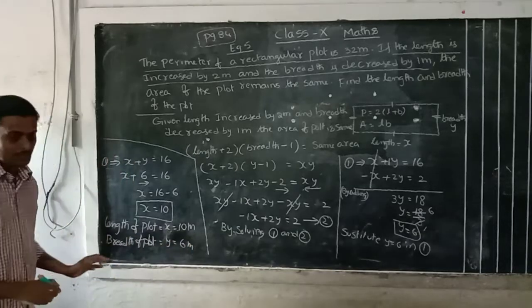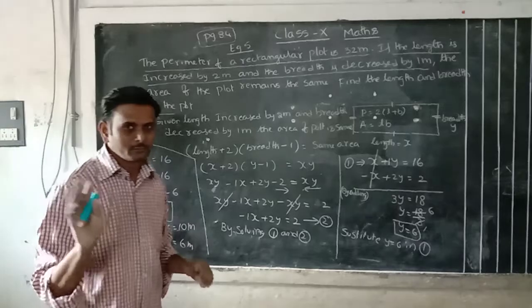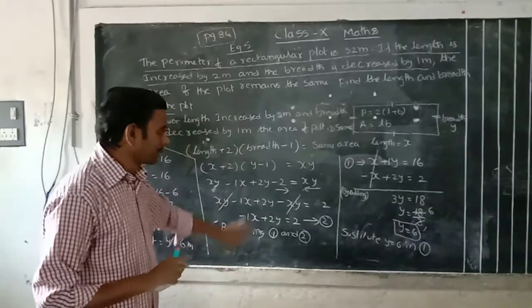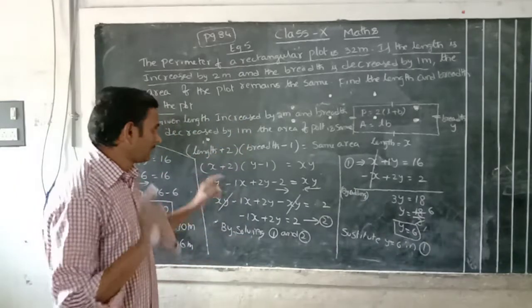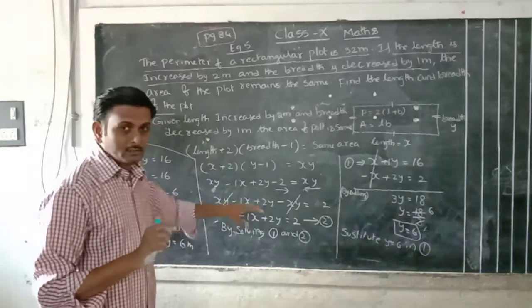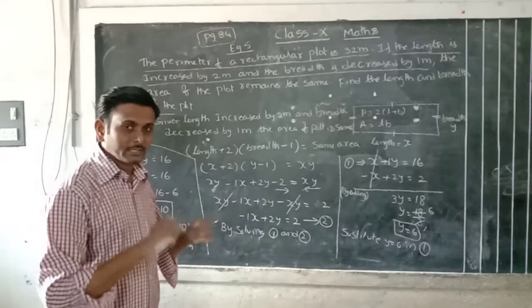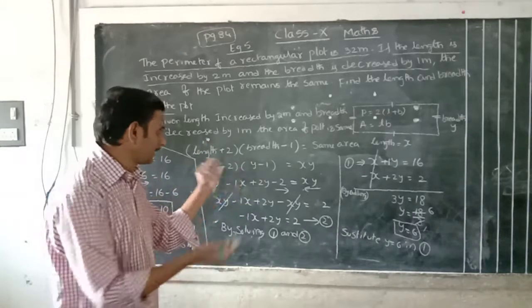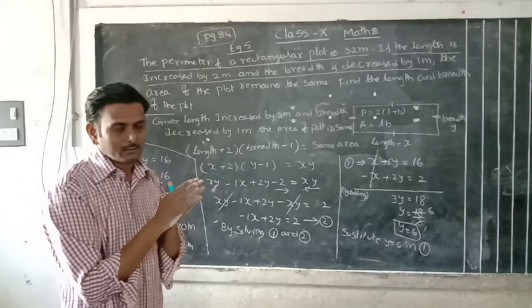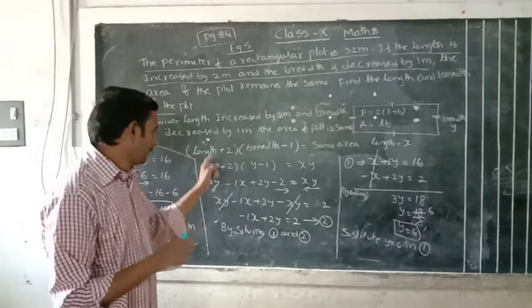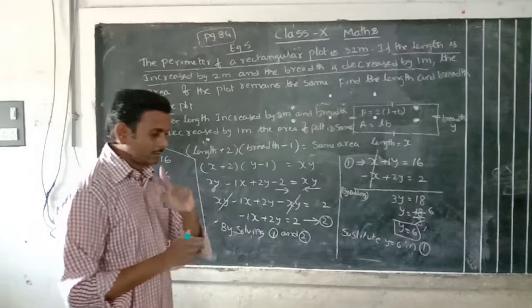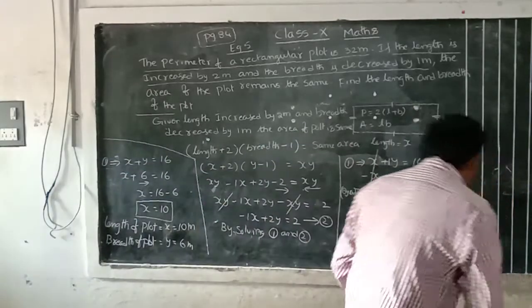This is the answer. One thing to remember: the first part we can do very easily, but the second part is where the important point lies. After increasing the length and decreasing the breadth, we have to calculate the area. Area means multiply. That you have to remember.